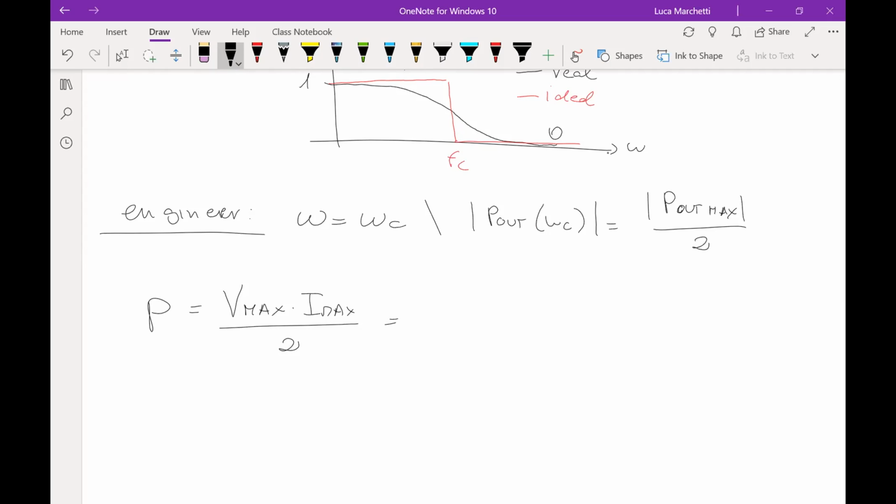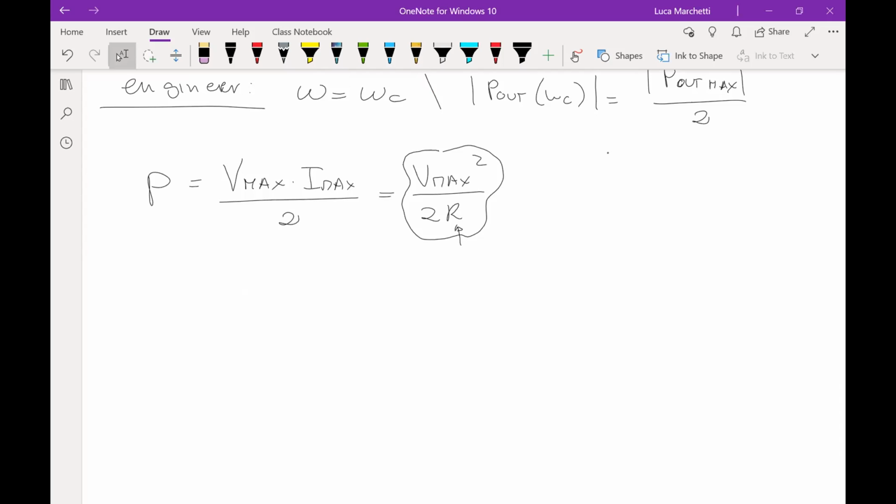And if, for example, the voltage signal is across a resistor, then you know that this can be written like this. So R is practically an imaginary resistor that I think is connected at the output of the filter. So this is the power dissipated by the resistor R if it was imaginarily connected at the output of the filter.